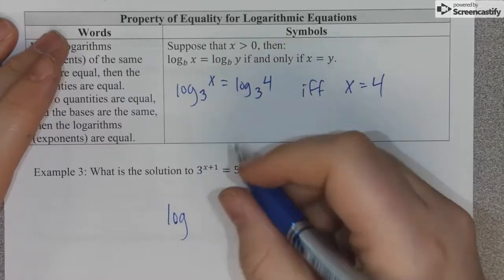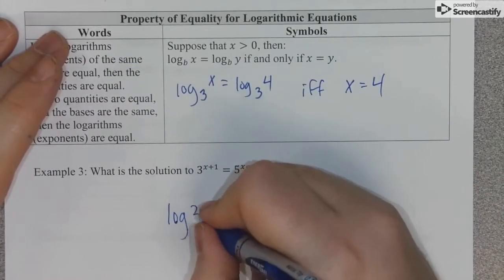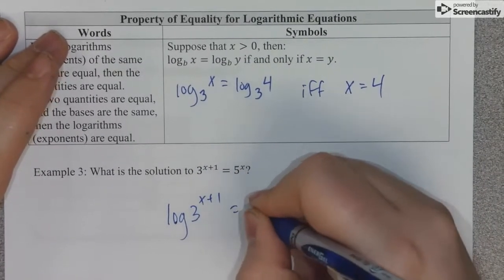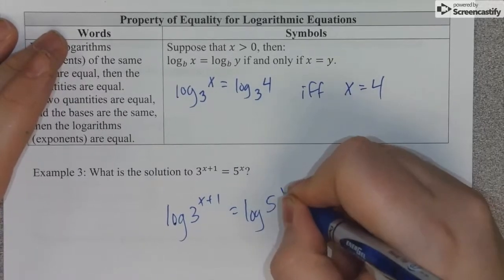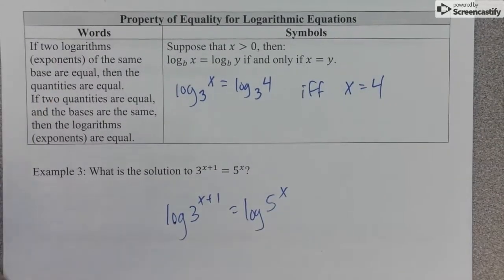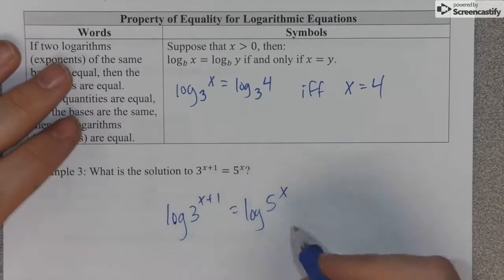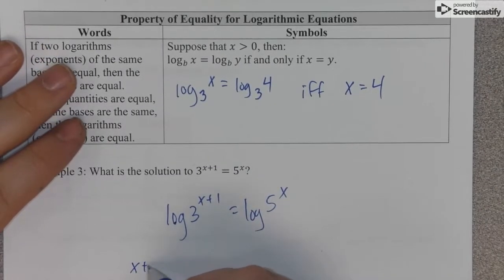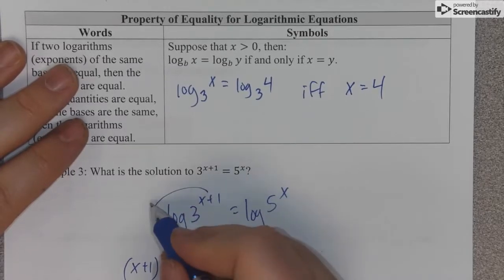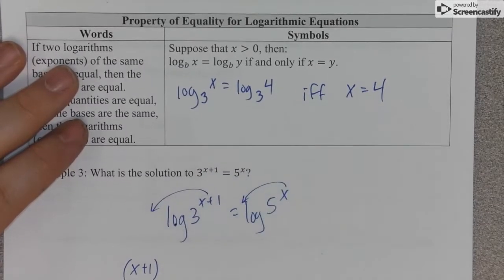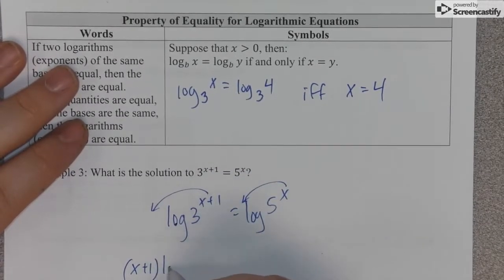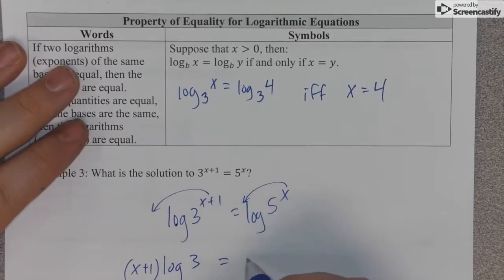So log of 3 to the x plus 1 equals log of 5 to the x. So this gives us the same base on both sides. And then we'll use the properties of exponents. So this would be x plus 1, this comes down in front. So it's x plus 1 times log of 3 equals x log of 5.